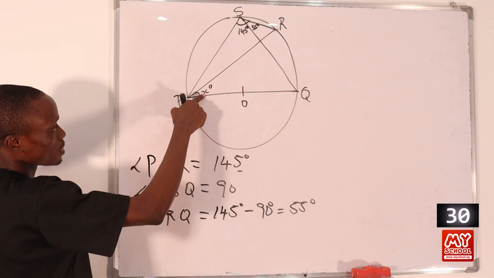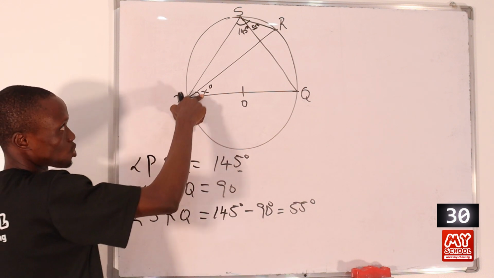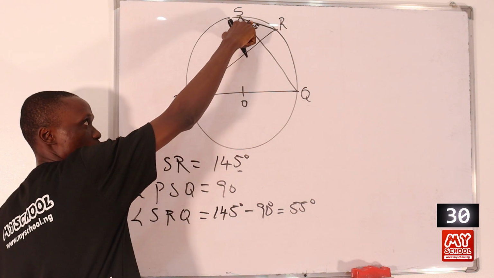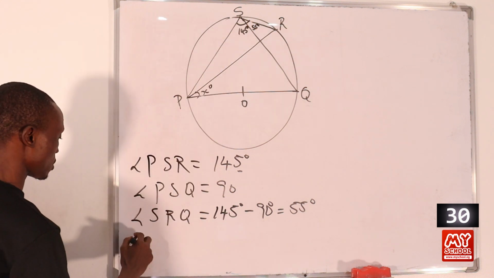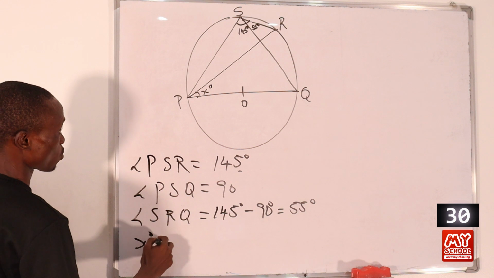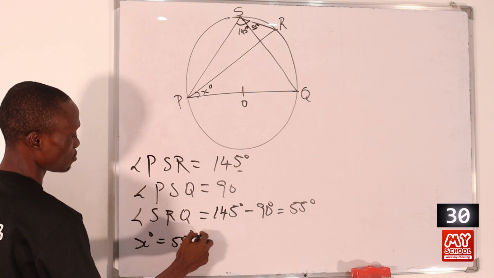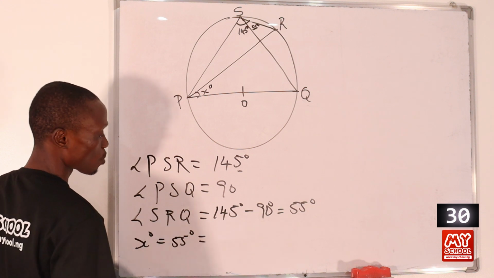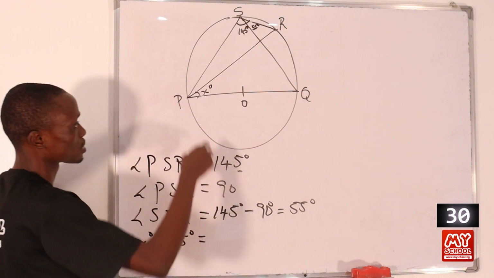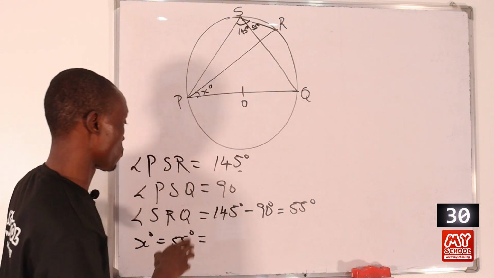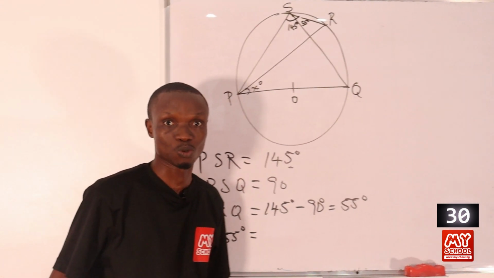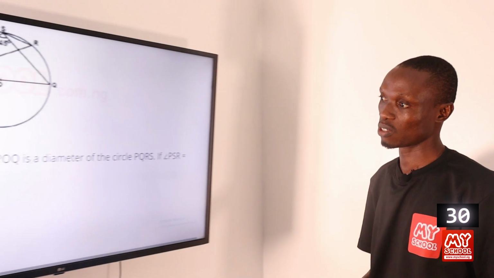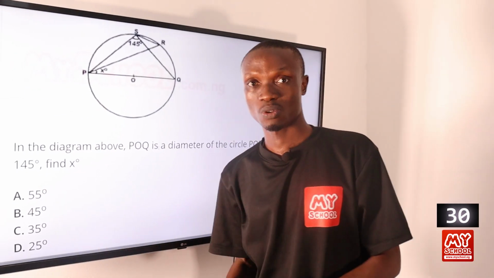Now, if you look at this S degree very well, it is also equal to the 55 degrees that we have here. The reason for that is angles in the same segment. So that makes S degree equal to 55 degrees. Let's return to the screen to pick the correct answer to this question, and that is option A, 55 degrees.